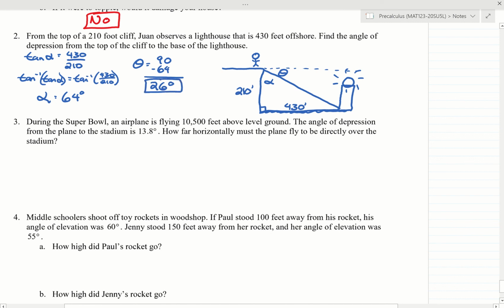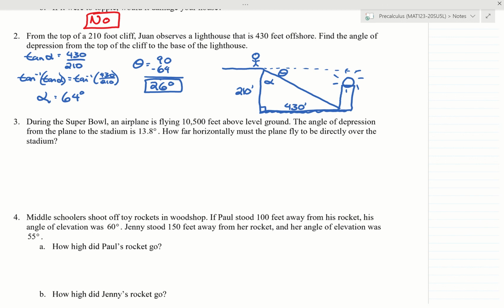So it's important that you understand how to work with angles of elevation and depression. A common mistake is they would give what this angle is, or they would do inverse tangent and come up with this angle, but that's not what we're looking for. We want the angle of depression. Let's go to number 3.